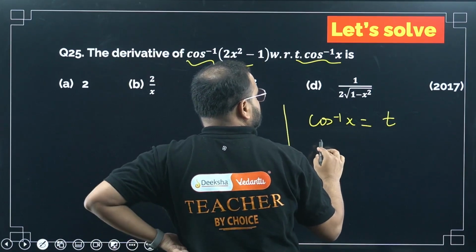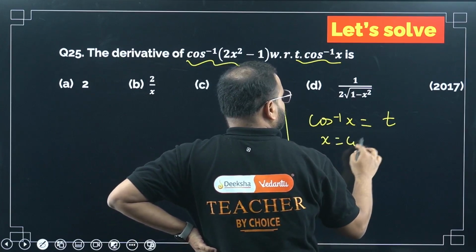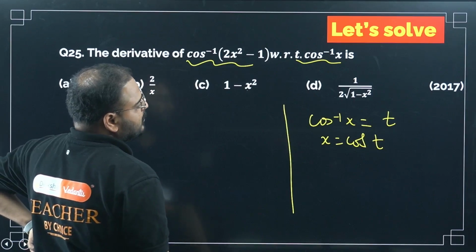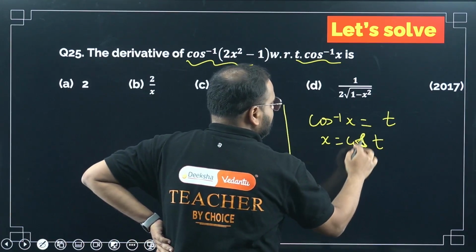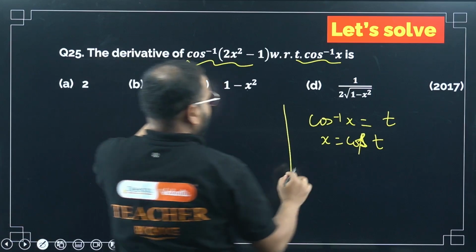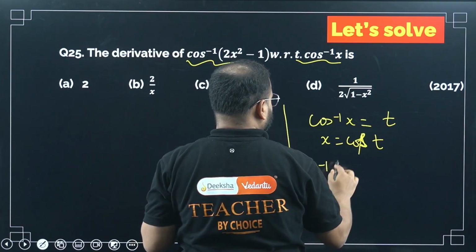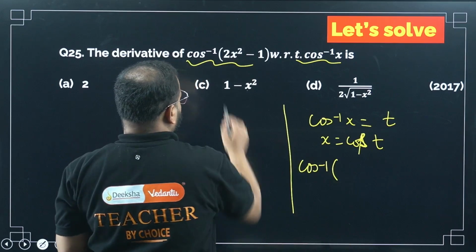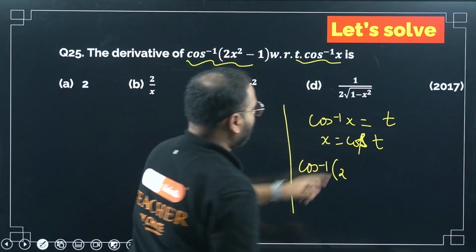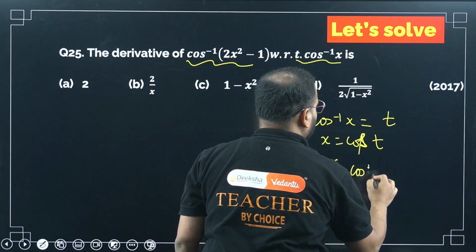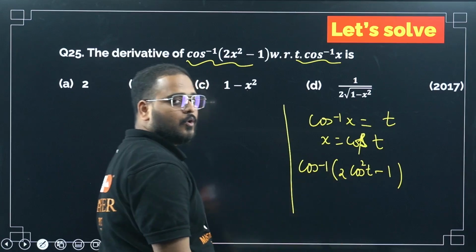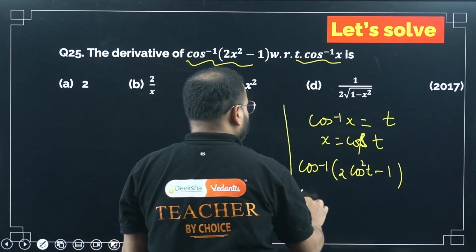I'll get this as x equals cos t, or not? x equals cos t. Okay, so cos t. Put it here. I'll get cos inverse of, from this expression, 2x square minus 1, so 2 cos square t minus 1. What is 2 cos square t minus 1? Cos 2t. I hope you have not forgotten this formula.